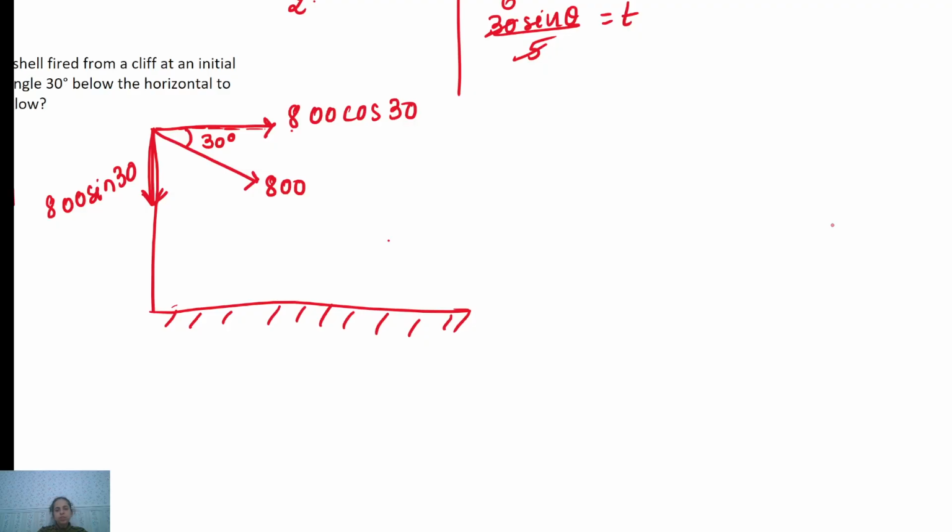So then just use your calculator to find the square root, and that gives you the time. Obviously you will have two values of time. One would be negative, one would be positive. You just ignore the negative because time can never be negative, and then just proceed ahead. So these are basic two-dimensional motion questions, either with the projectile or without the projectile.